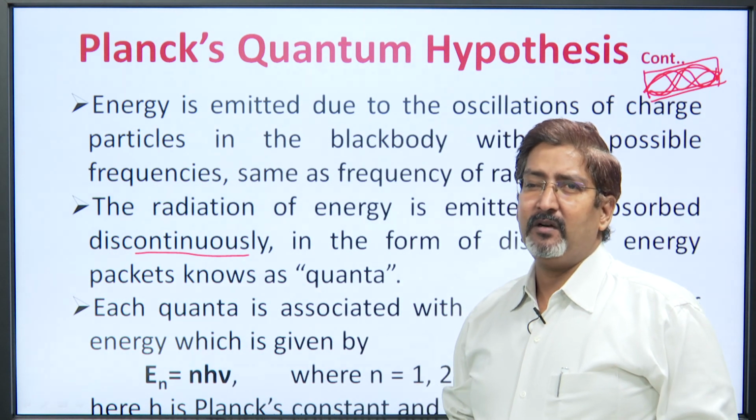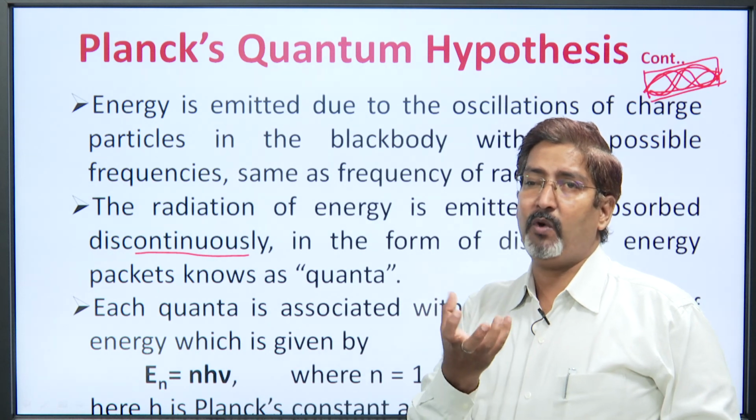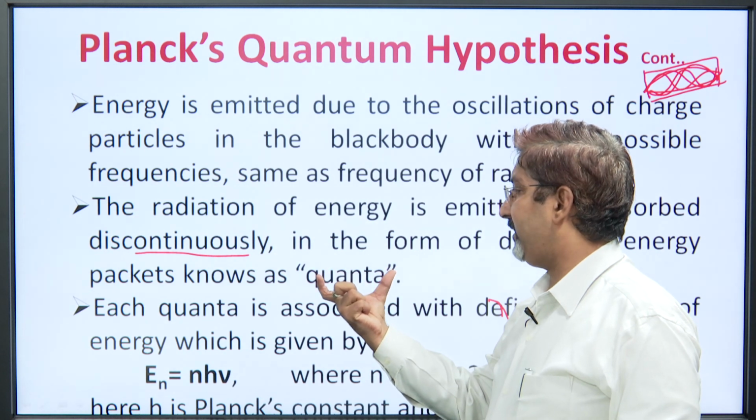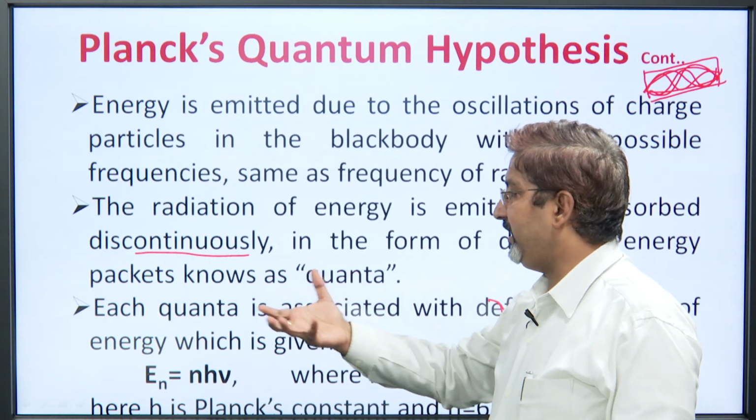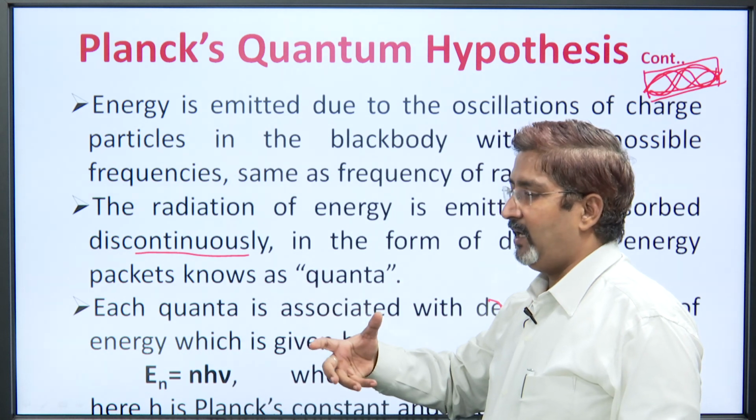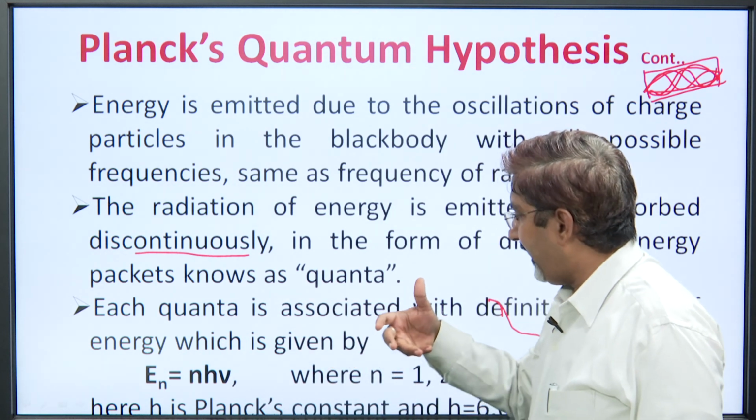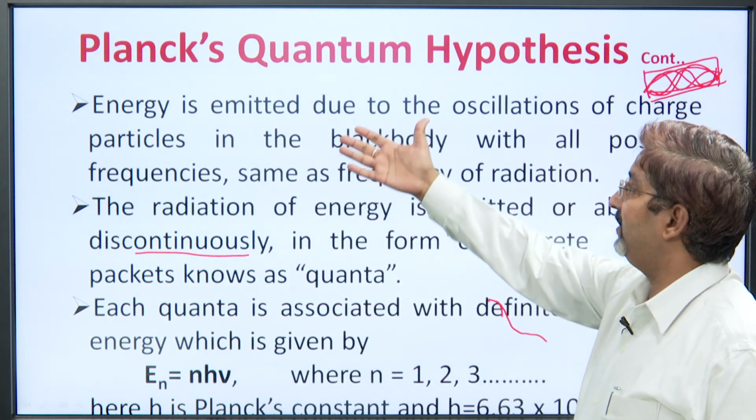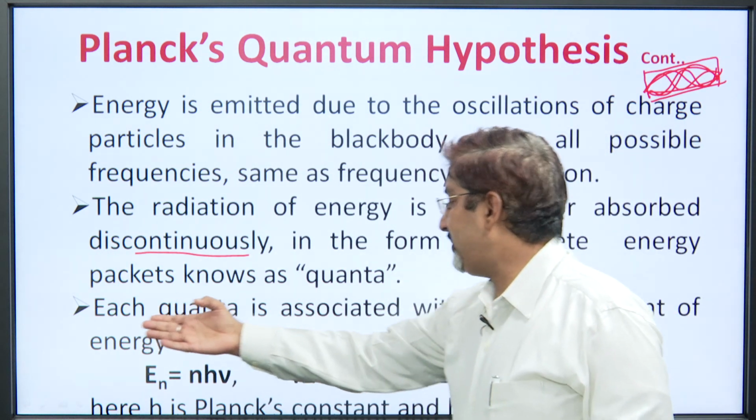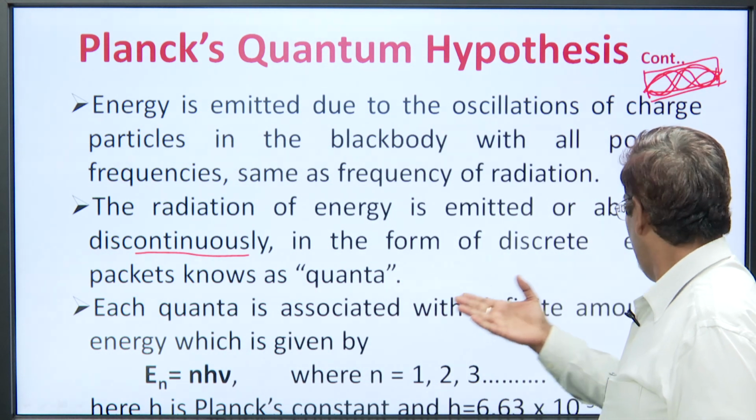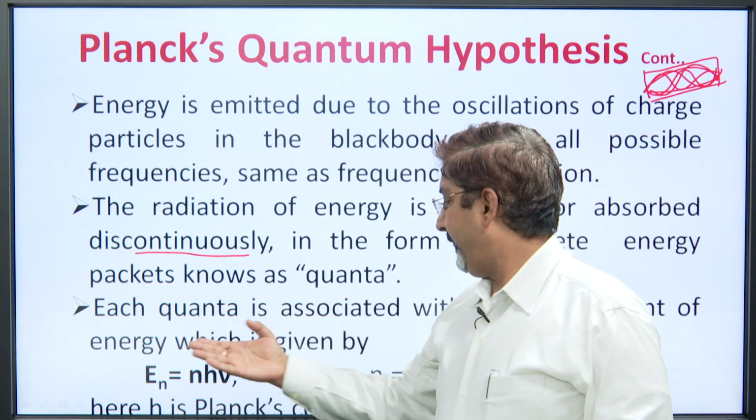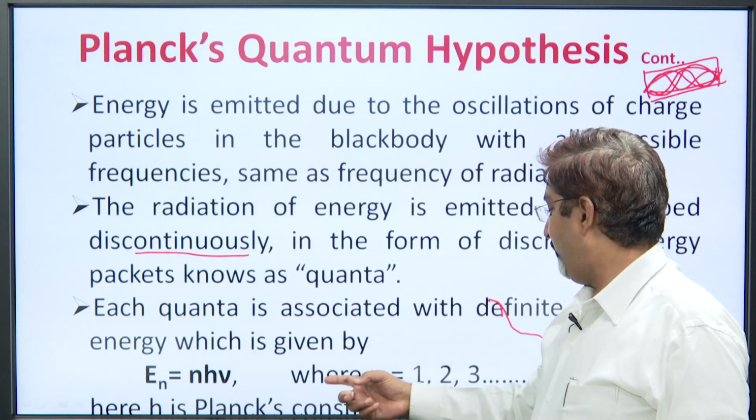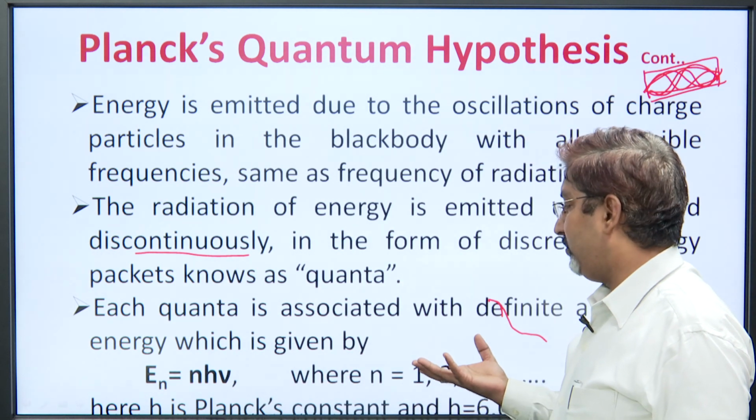The quantum is a Latin word that means how much, that talks about the quantity. So, its energy is in the form of quanta, some packets, it is not something which is continuous, it is not something which is absorbed, it cannot have any value. It has some value, and that value is talked about in the third hypothesis, that each quanta is associated with a definite amount of energy which is given by E_n = n h nu, where n is equal to 1, 2, 3, 4 and so on.